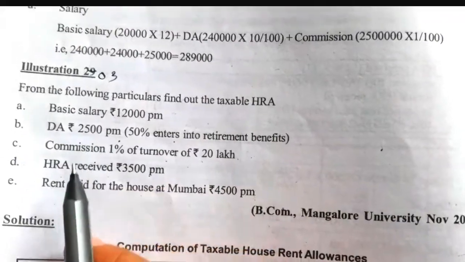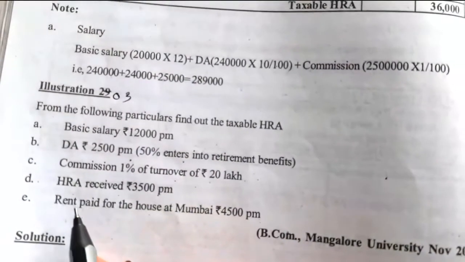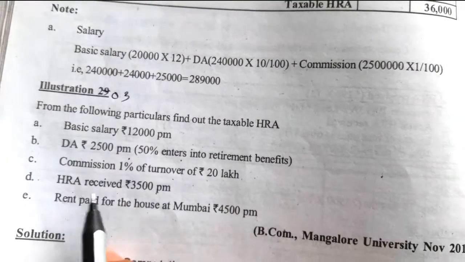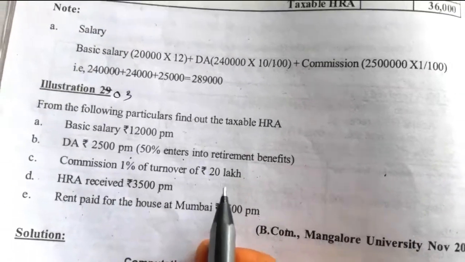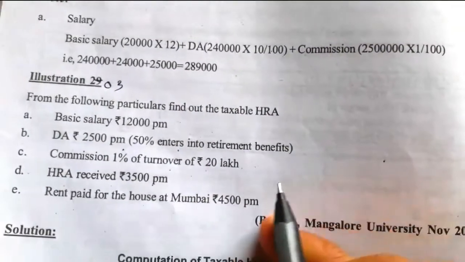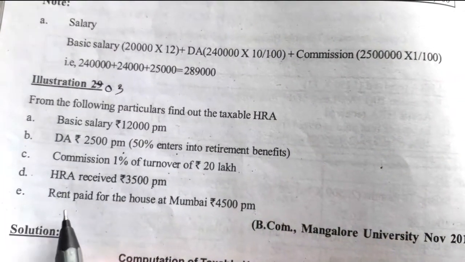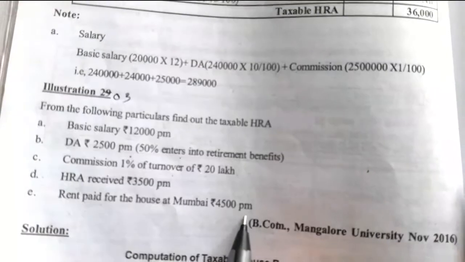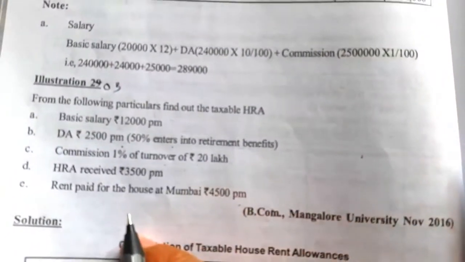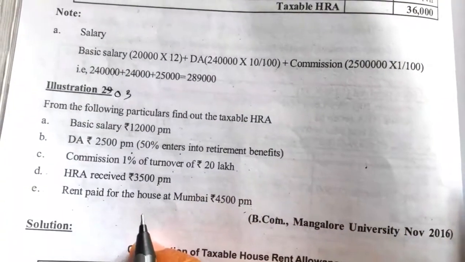So here first we have to take actual HRA received. They have directly given, that is HRA received 3,500 per month. So 3,500 into 12. Next he can claim exemption under section 10 subsection 13A because he paid the rent for a house at Mumbai. So he is living on rent, so he can claim exemption here.